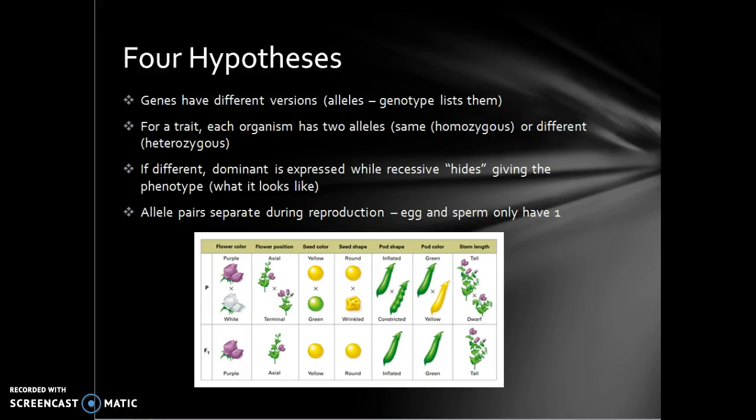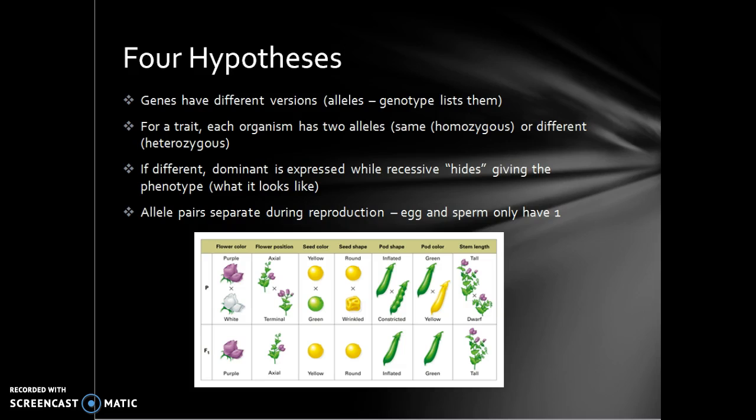We left off in our introduction talking about Mendel's four hypotheses, or the four things that he learned from his initial experiment with pea plants. That genes have different versions. We call those versions alleles, and that we have a genotype that actually lists out those alleles. That each organism has two alleles for every trait, one that they got from their mom, one that they got from their dad. They can be the same or different. Homozygous is the same. Heterozygous is when they're different.